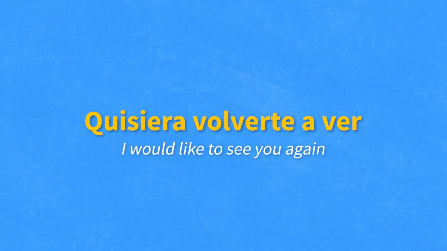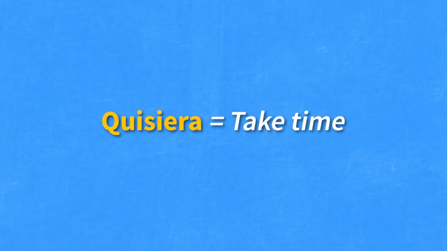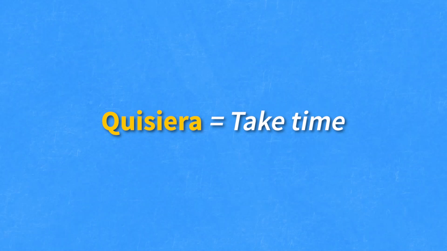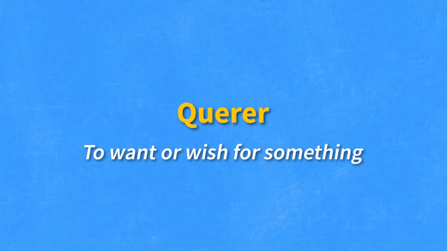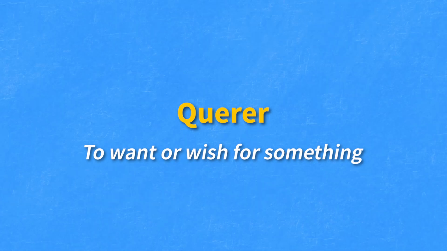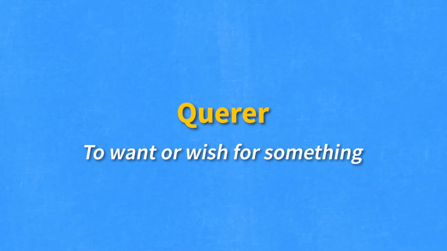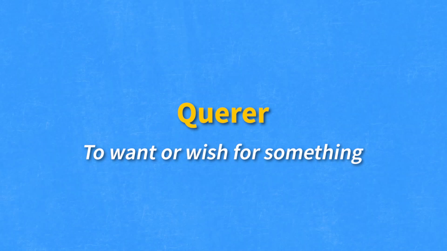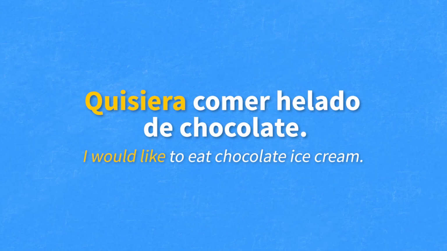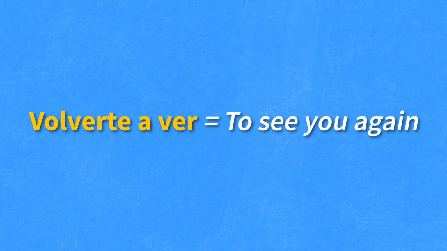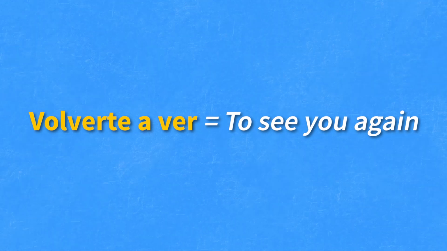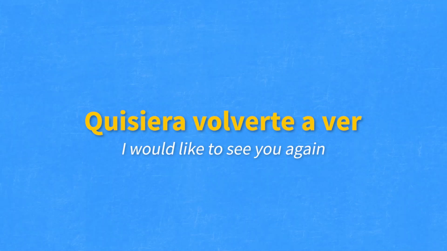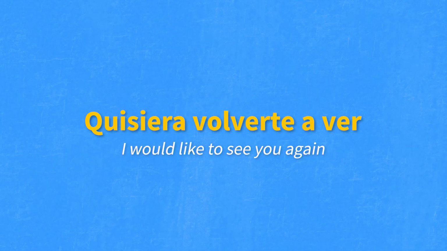Quisiera means I would like. Quisiera is the subjunctive of the verb querer, which means to want or wish for something. You can use quisiera to express requests or desires. For example, quisiera comer helado de chocolate. And volverte a ver means to see you again. Quisiera volverte a ver expresses Bad Bunny's longing to reunite with her.